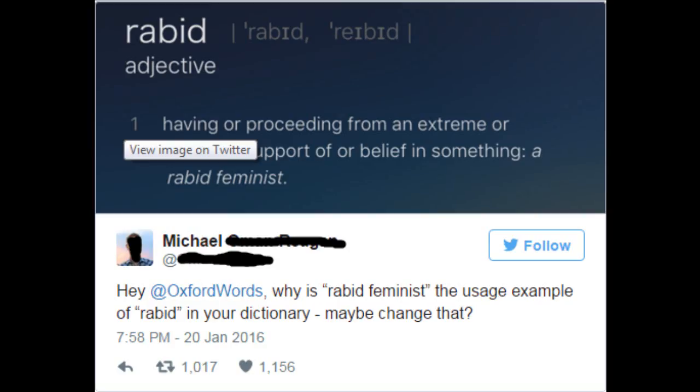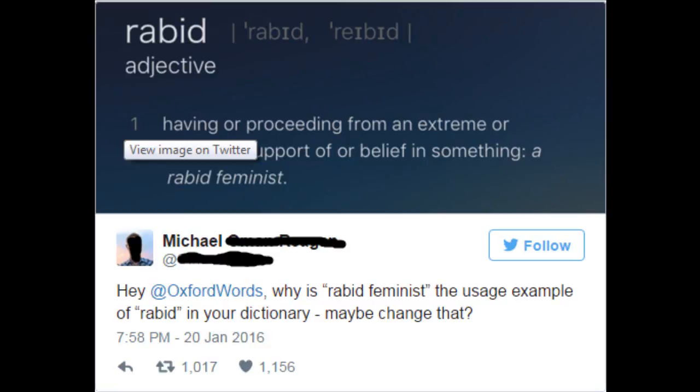But precisely this example, just to bring it back to this particular point: having or proceeding from an extreme or fanatical support of or belief in something. How many different things does that actually refer to? This is a very specific set of words meant to convey an ideal. Right now we're looking at, okay, we can say rabid feminism, which in the English world is one of the most common occurrences of an extreme or fanatical support of or belief in something.